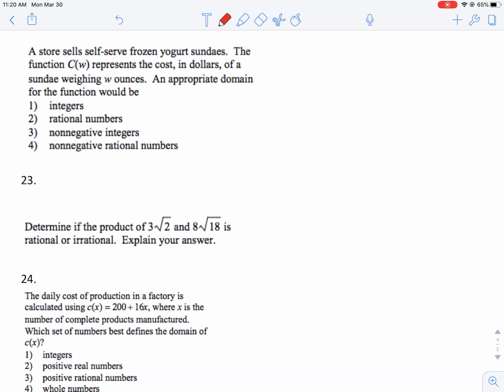A store sells self-serve frozen yogurt sundaes. The function C of W represents the cost in dollars of a sundae weighing so many ounces. An appropriate domain for the function would be. All right. So they always see these integers, rational numbers. All right. I'm seeing these non-negatives. That has to be it. Okay. Because when we include all the integers, we include negative numbers. And when we include all rational numbers, we also include the negative rational numbers as well. So those are out. Now, let's think about when we're weighing frozen yogurt.